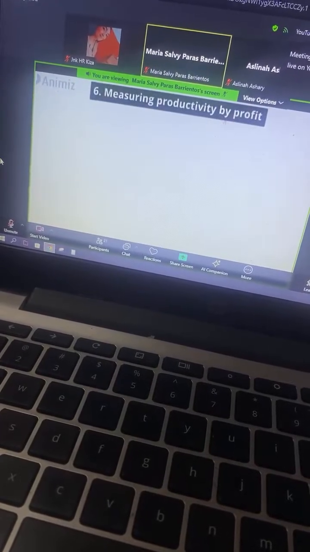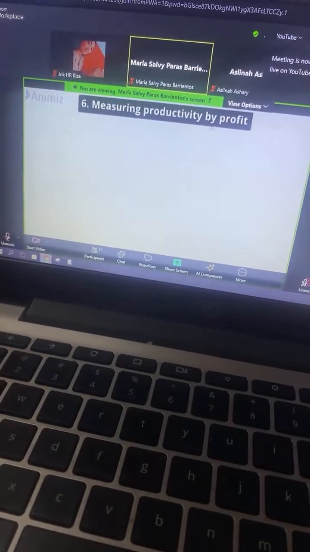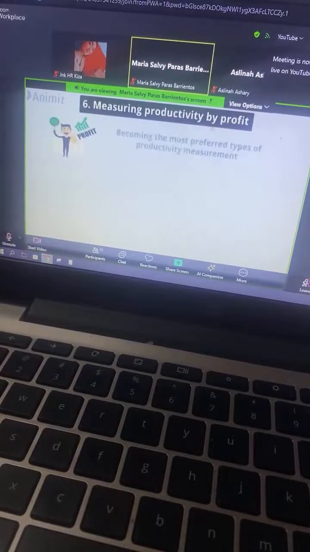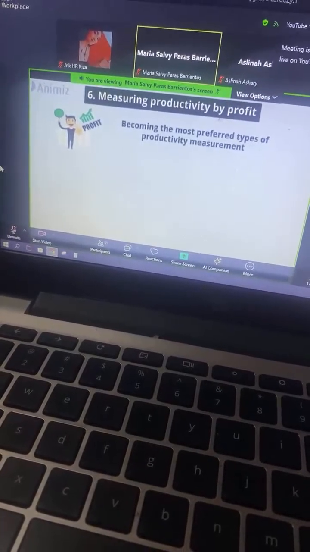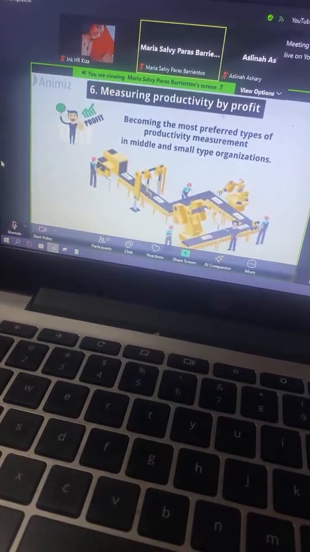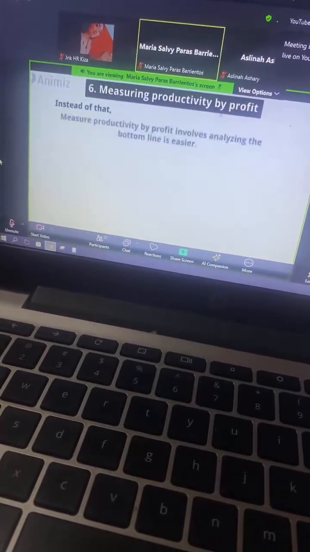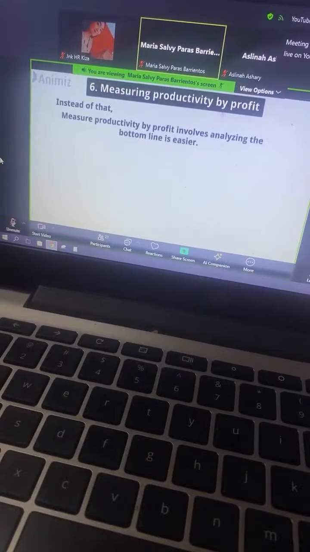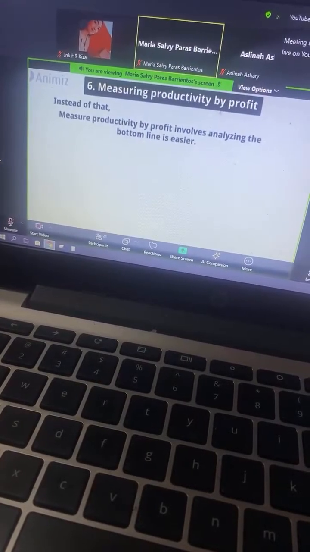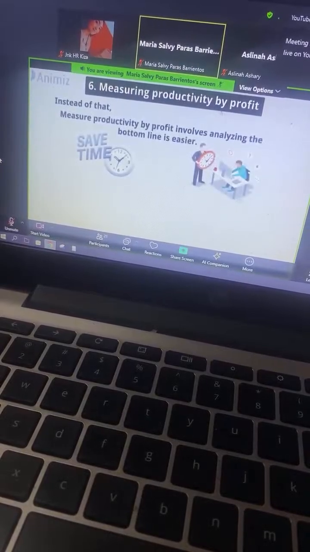6. Measuring productivity by profit. Measuring productivity in terms of profit gains is becoming the most preferred type of productivity measurement in middle and small size organizations. Tracking individual employee movement and performance is hard. Instead of that, measuring productivity by profit and analyzing the bottom line is easier. This method saves a great portion of the management time.